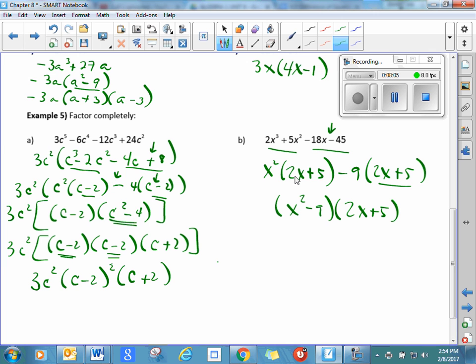2x plus 5 is the common factor. It comes out. What's left is x squared minus 9. And you might see that this is the difference of two squares. So this becomes our final answer for that one.